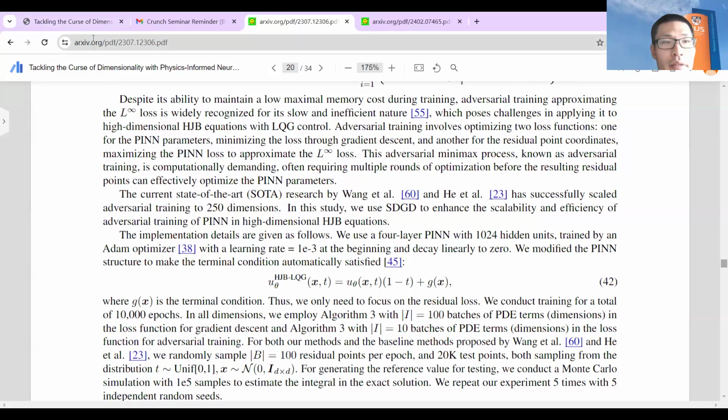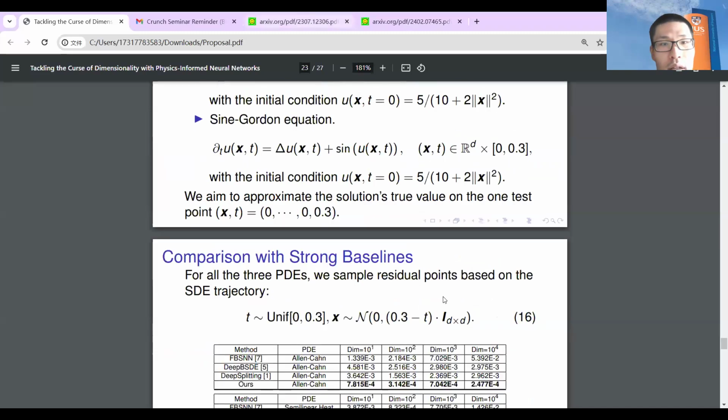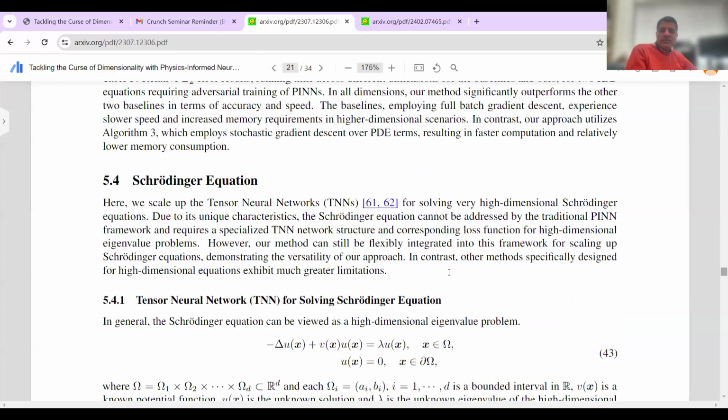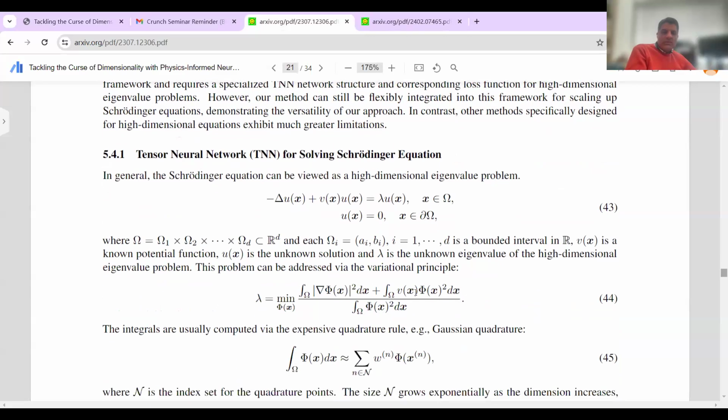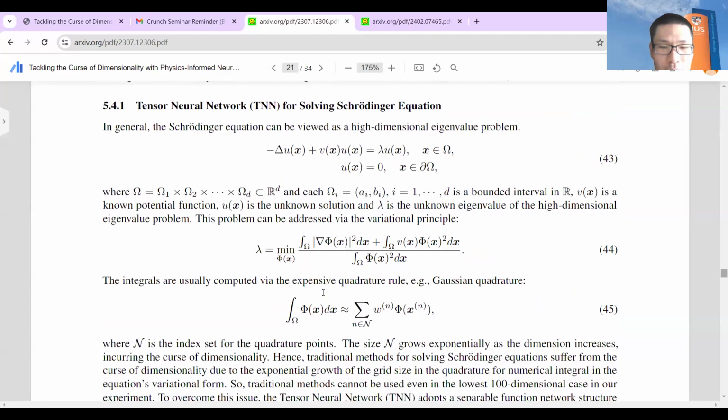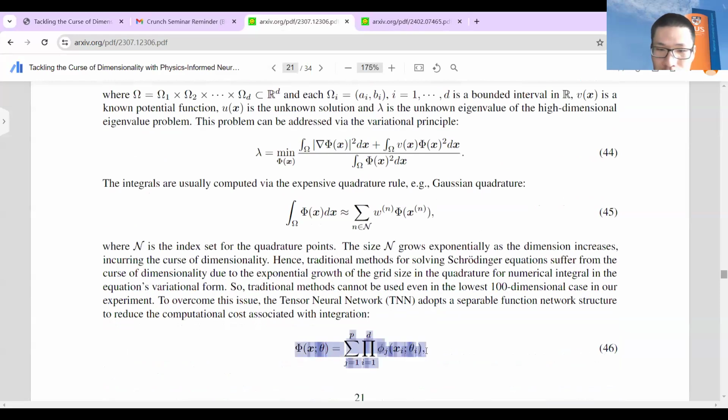Yeah, I think some related work has been done. We also have an example of the Schrodinger equation. We solve it in the variational form. You can see the loss function. But in that case, we actually use a specific network architecture called separable PINN or tensor neural network. We use this kind of model structure to make the numerical integral cheap. So we can compute the dimension-wise integral and then compute the product to replace the original curse-of-dimensionality grid.